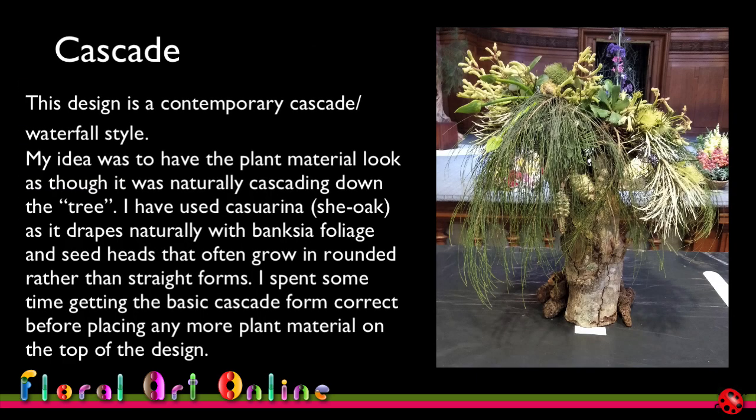Our first design this week is Cascade, and it was a contemporary cascade, so more in the waterfall style than the traditional style, which is a wired cascade, most often seen in bouquets. So my idea for this design was to have the plant material look as though it was naturally cascading down a tree. So I've used the casuarina or she oak, as it drapes naturally, with some banksia foliage, which also has a natural curve to it most often, rather than straight forms of foliage.